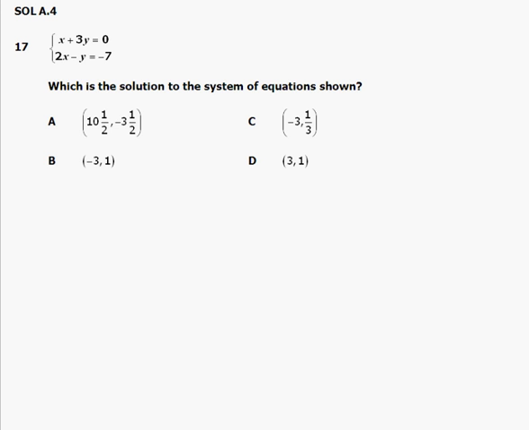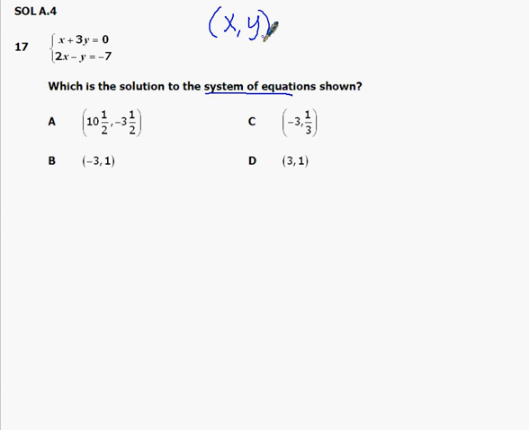Problem 17 asks us to find the solution to the system of linear equations shown above. Remember, the solution to a system of linear equations is the ordered pair (x, y) that when plugged into both equations creates two true statements. For this problem, I'm going to use the method of linear combination, also known as elimination.